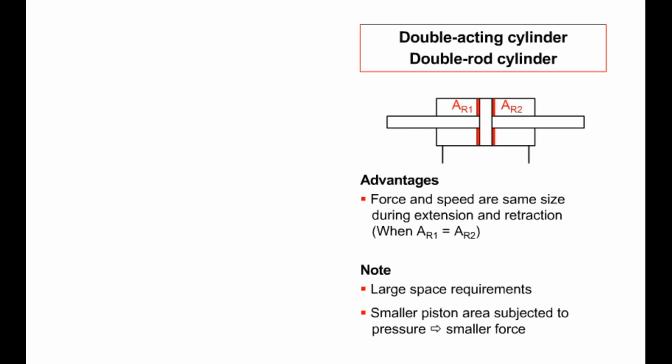One more note regarding piston areas. The two areas AR1 and AR2 need not necessarily be the same size. Different piston rod diameters result in different active piston areas and therefore different forces and movement speeds during extension and retraction.